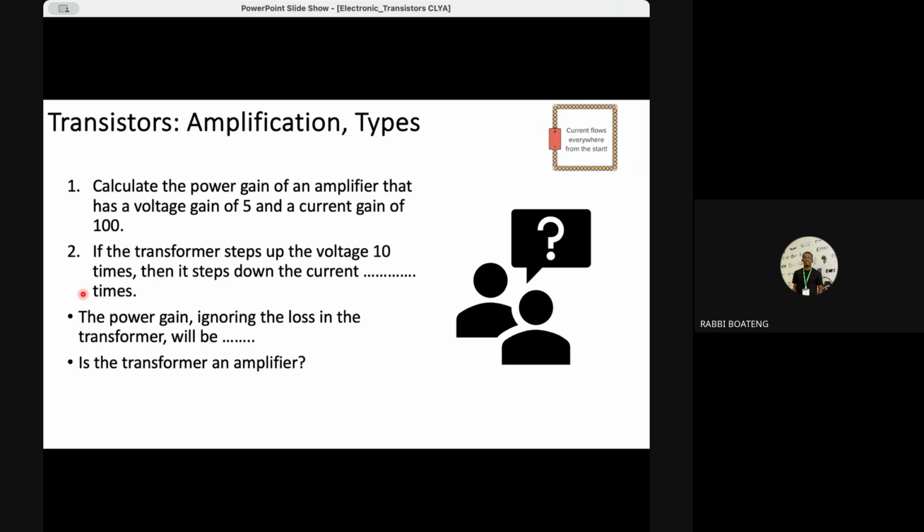That's the power gain. Then number 2 is: if the transformer steps up a voltage 10 times, then it steps down the current dash times. What will be the answer to this one? Okay, let's look at this very well. Here we are not talking about amplifiers, we are talking about transformers. So if a transformer steps up a voltage 10 times, then it steps down the current dash times.